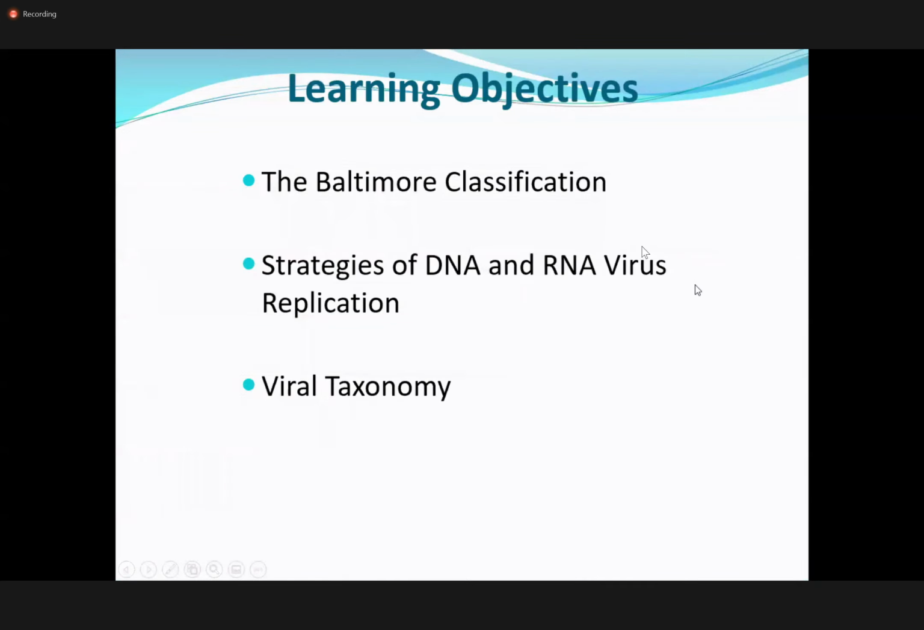So the objective of this lecture is to talk about the so-called Baltimore classification, to talk about the strategies of replication, which is dependent on whether the virus is DNA or RNA. And this relates to the so-called Baltimore classification. And then to talk about the problems we have of naming viruses.